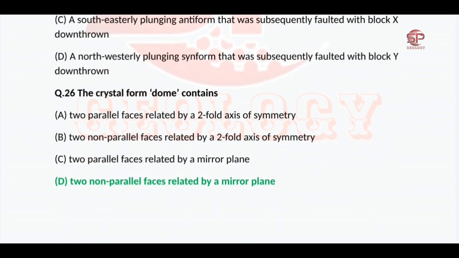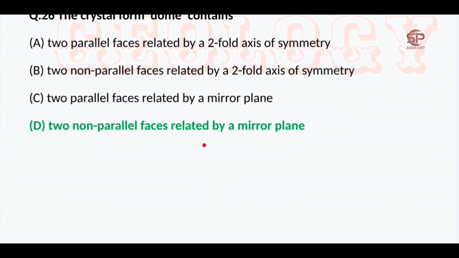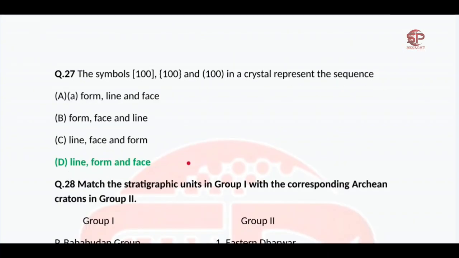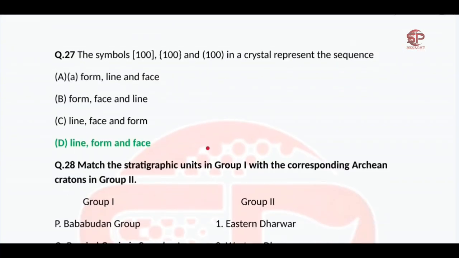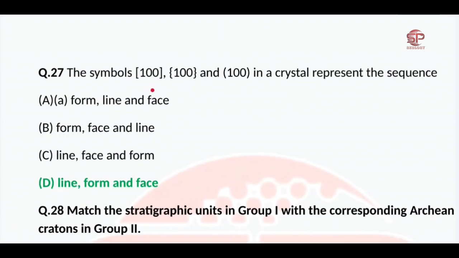The question from dome is a very easy question. Two non-parallel faces generated by a mirror plane. Then this symbol is a data question. This symbol indicates axis, so it is a line. This indicates form, and this indicates face. So it will be line, form, and face.